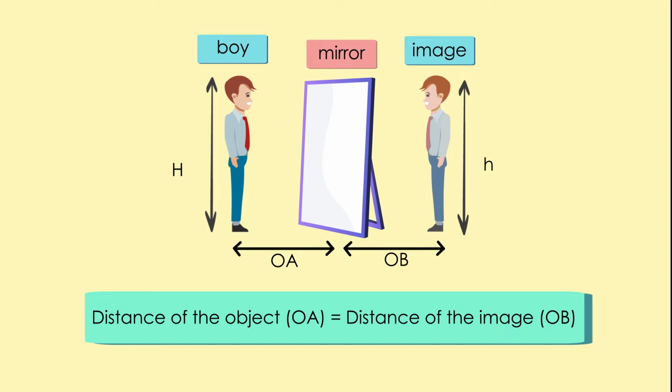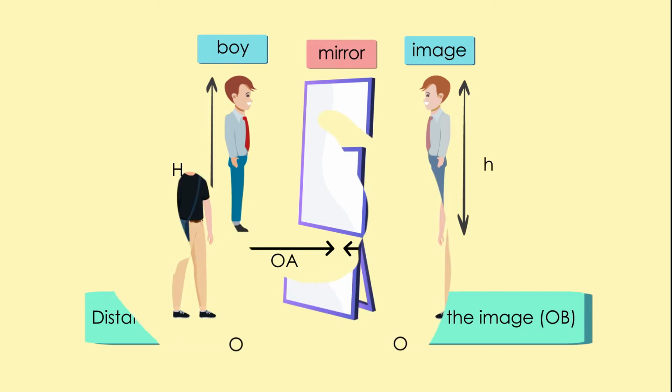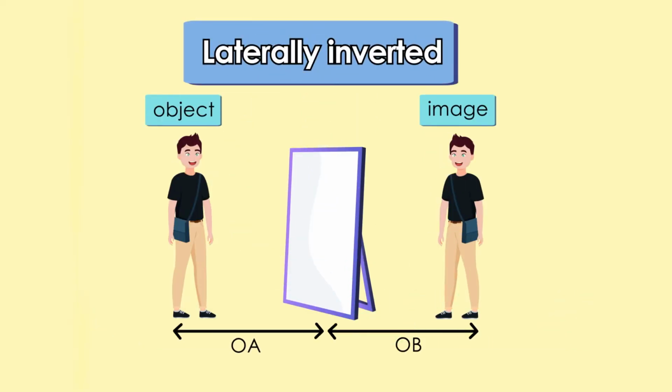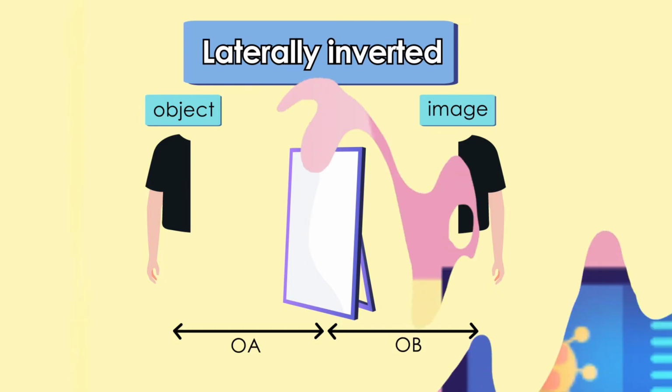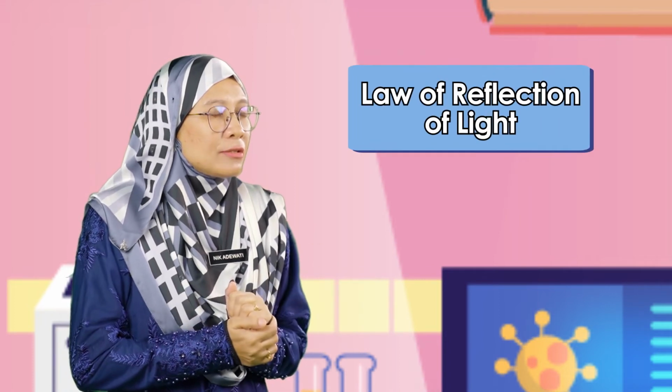Third, the image is laterally inverted. For example, if a person is reflected in a plane mirror, the image of his right hand appears to be the left hand of the image. It is virtual. Now, let's learn about the law of reflection of light.